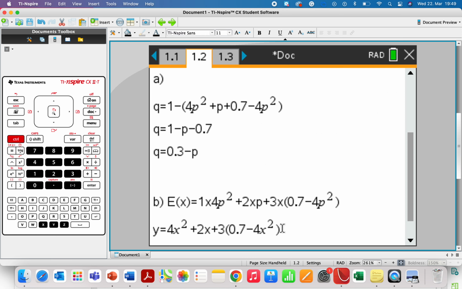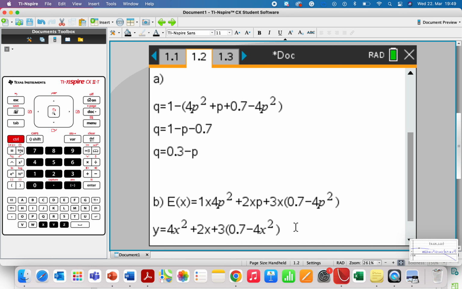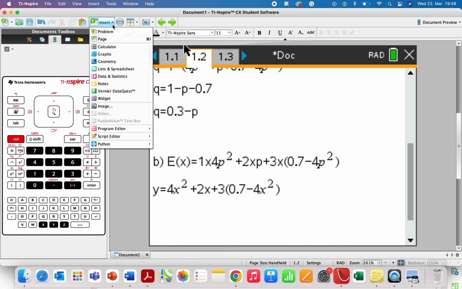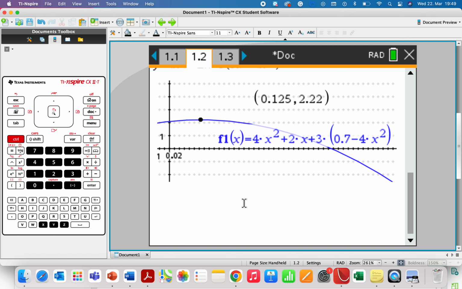What we do is we draw a graph of that to show that we know what we're doing, basically, right? So if I just take a screenshot of this, this is what you would do on an explanation. You'd write this up, you'd say that you are plotting this as a graph, and then you would do a sketch of the graph. I'm going to insert a picture, hopefully. And then from there you would say P equals 0.125, and that would give you an E of X of 2.22.